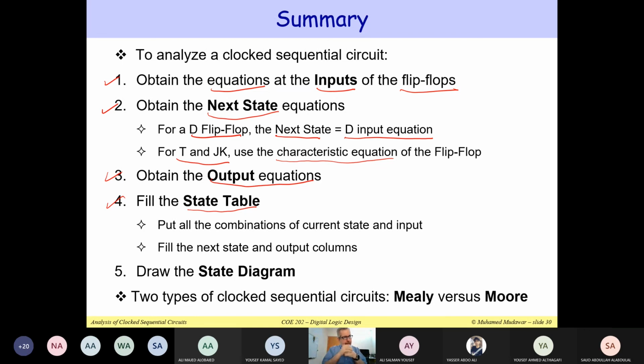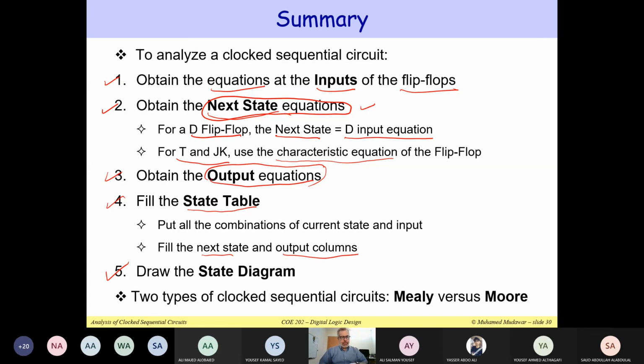You fill the state table. You show the next state according to the next state equations that you have obtained. So you use the next state equations to obtain the next state based on the present state and the inputs, and use the output equations to show the outputs. So we fill here the next state and the output columns, and then the last step is to draw the state diagram. So the whole purpose of the analysis is to obtain the state diagram. So we obtain the state diagram from the circuit. The circuit is given to us and we are analyzing it.